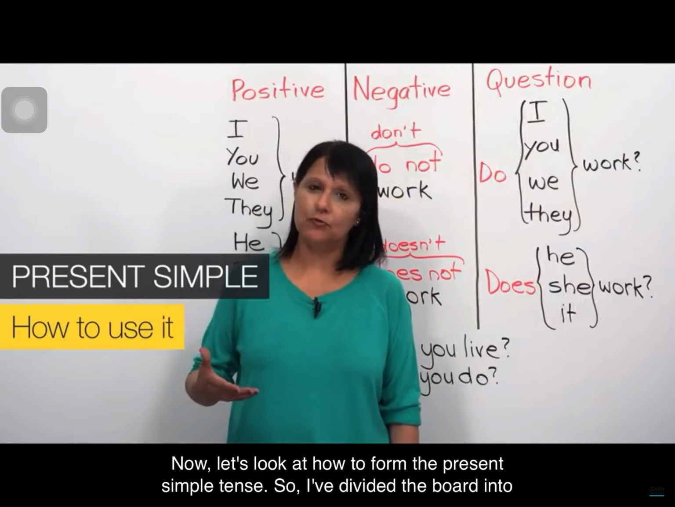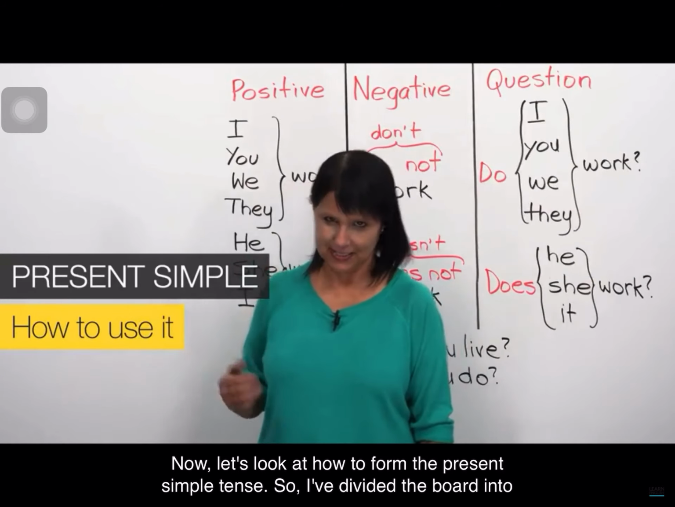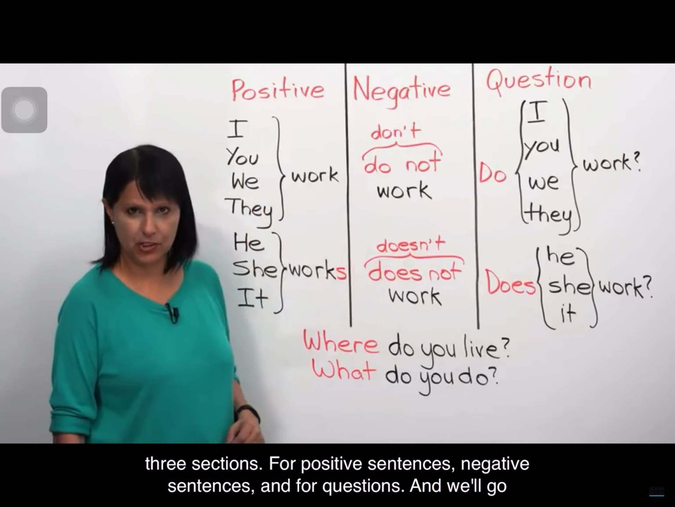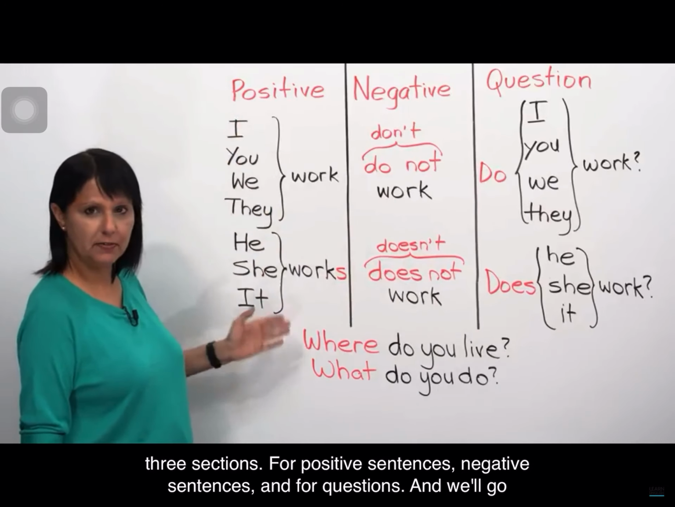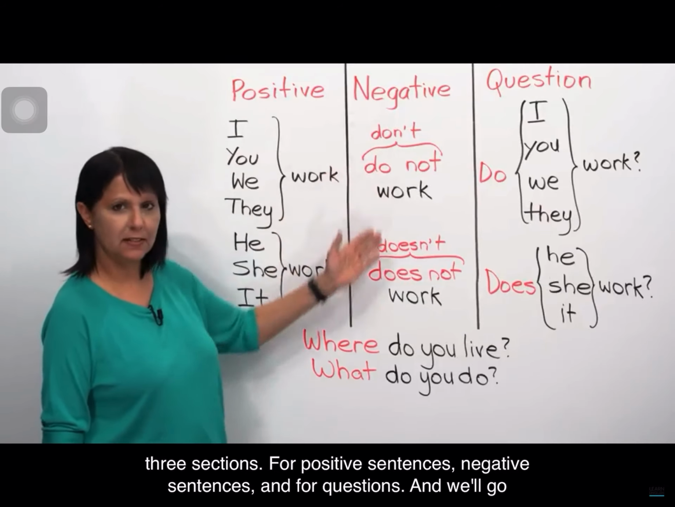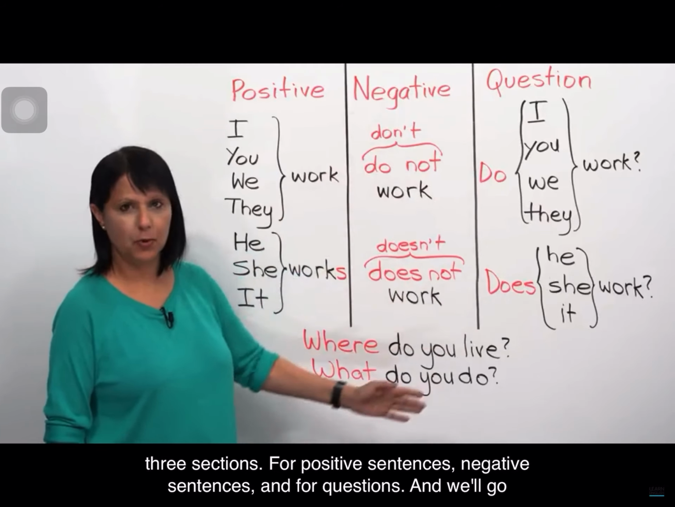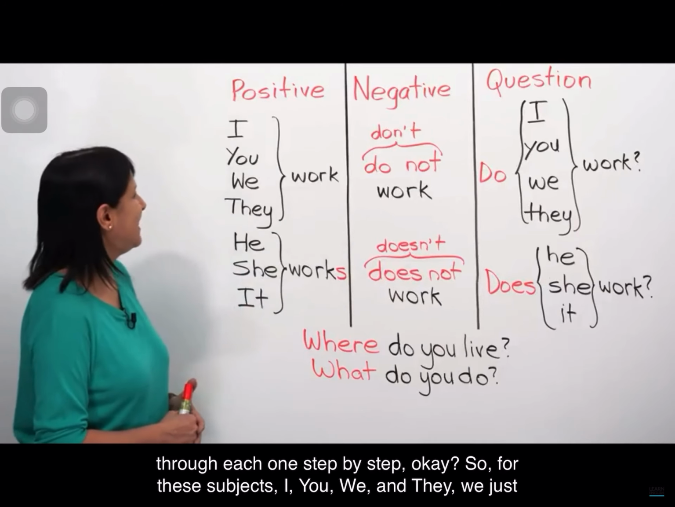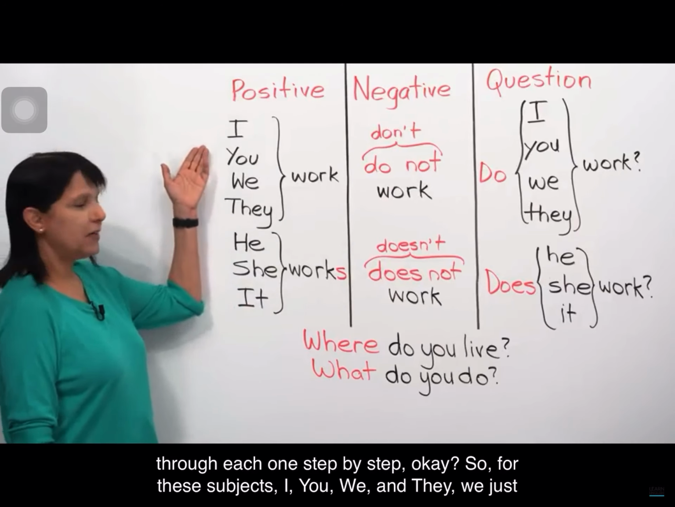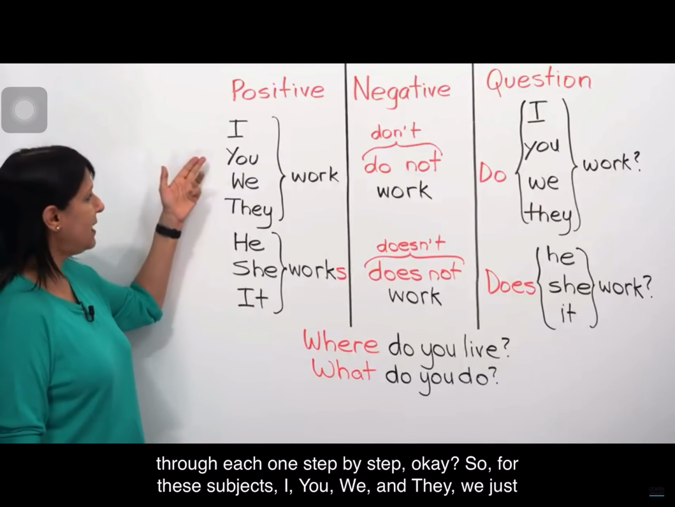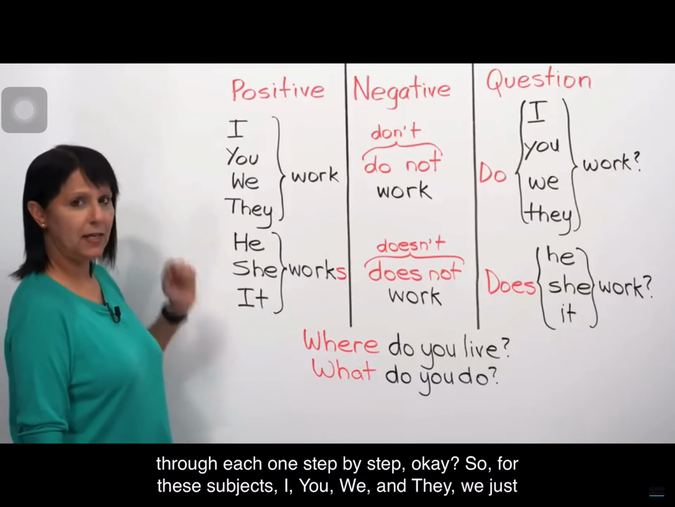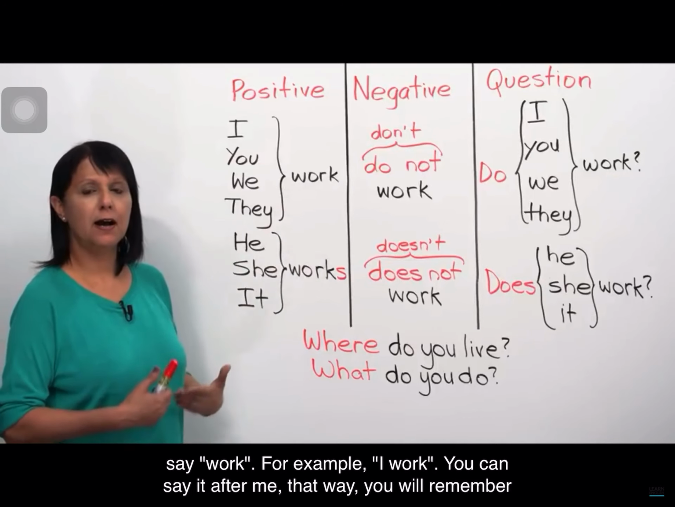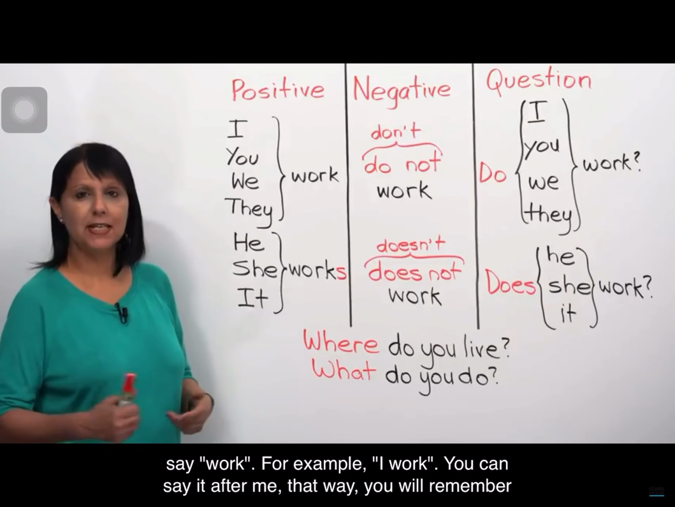Let's look at how to form the present simple tense. So I've divided the board into 3 sections for positive sentences, negative sentences, and for questions. And we'll go through each one step by step, okay? So for these subjects, I, you, we, and they, we just say work. For example, I work. You can say it after me.